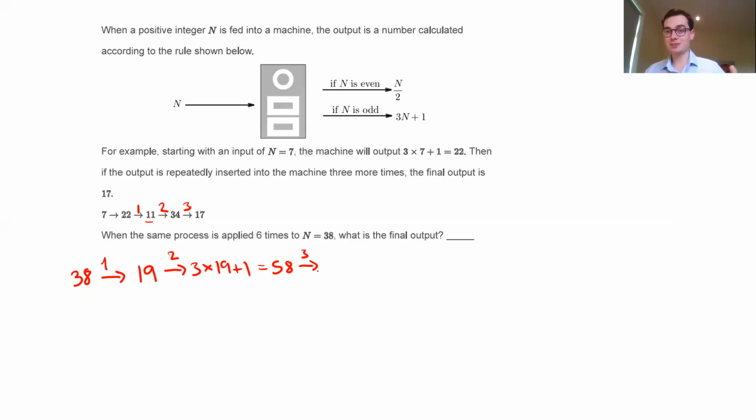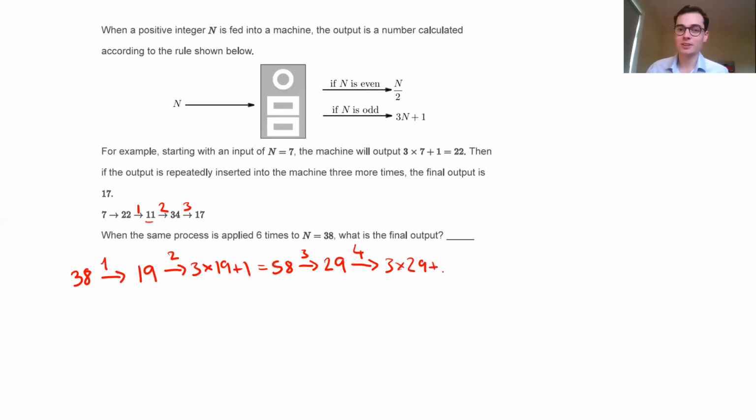Because 58 is even, I've just got to calculate 58 divided by 2. And that will give me 29. Then I'm going to put the 29 back into my machine. This is the fourth time of using the machine. We're just over halfway. Because 29 is odd, I'm then going to have to do 3 times 29 plus 1.